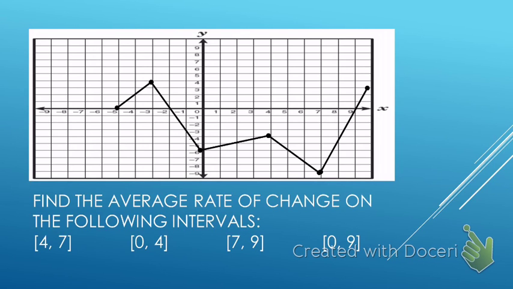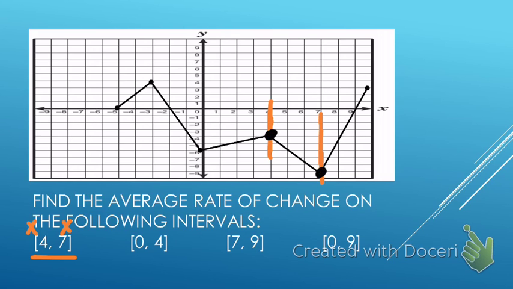Okay, the last little bit on this graph is we're going to find the average rate of change on the following intervals. Now, again, when we talk about intervals, we're talking about the x coordinates. So this is going to say start at x equals 4, end at x equals 7. So I'm going to draw a big solid line at x equals 4 and at x equals 7.